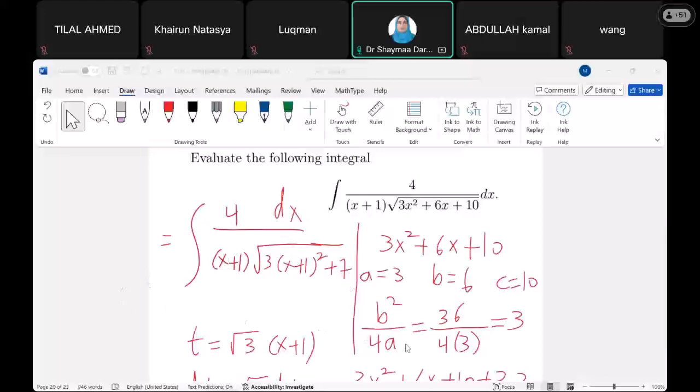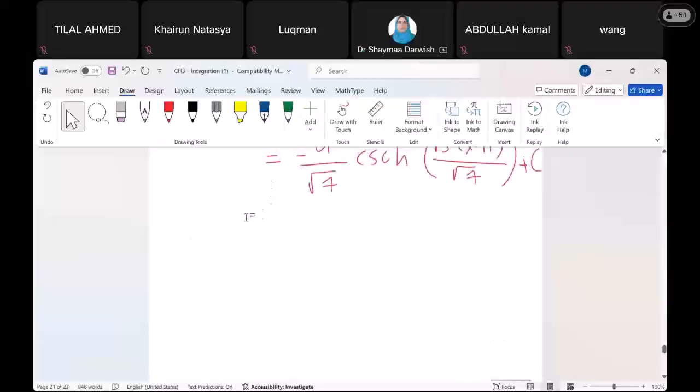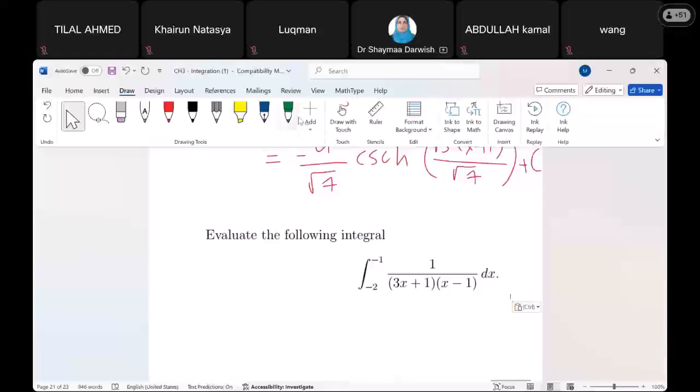also from last year's exam, but it was not for formulas, it was for partial fractions. Evaluate the following integral from -2 to -1. This is the definite integral. 1 over, sorry, not square root, 1 over 3x plus 1 times x minus 1.